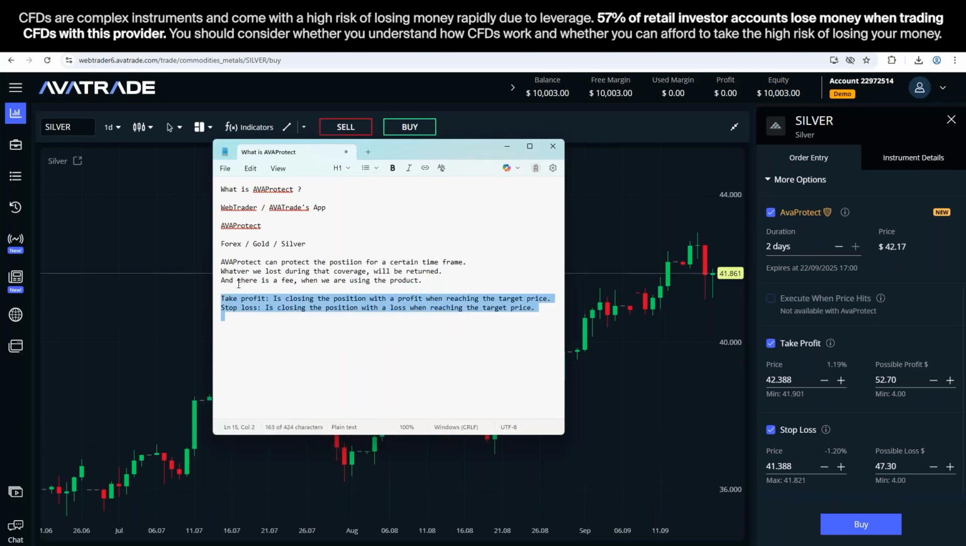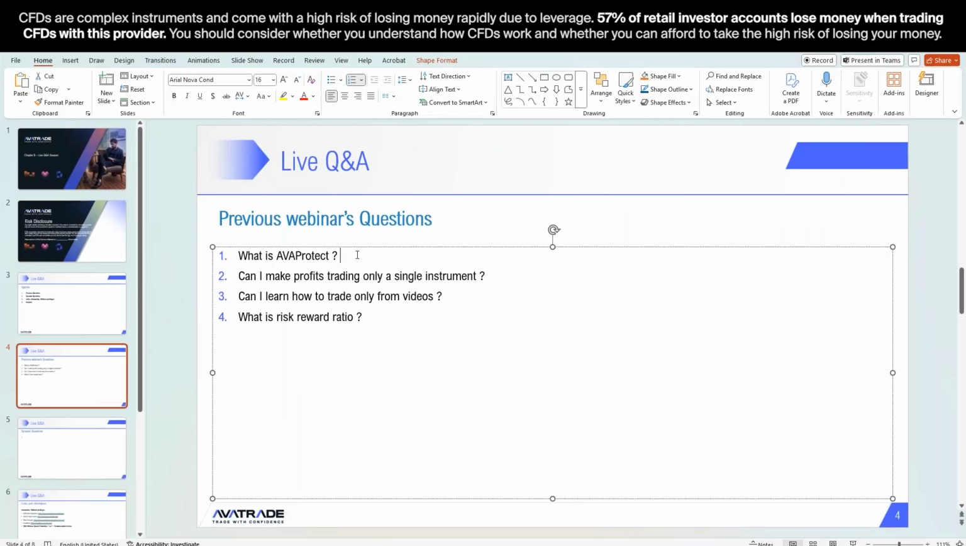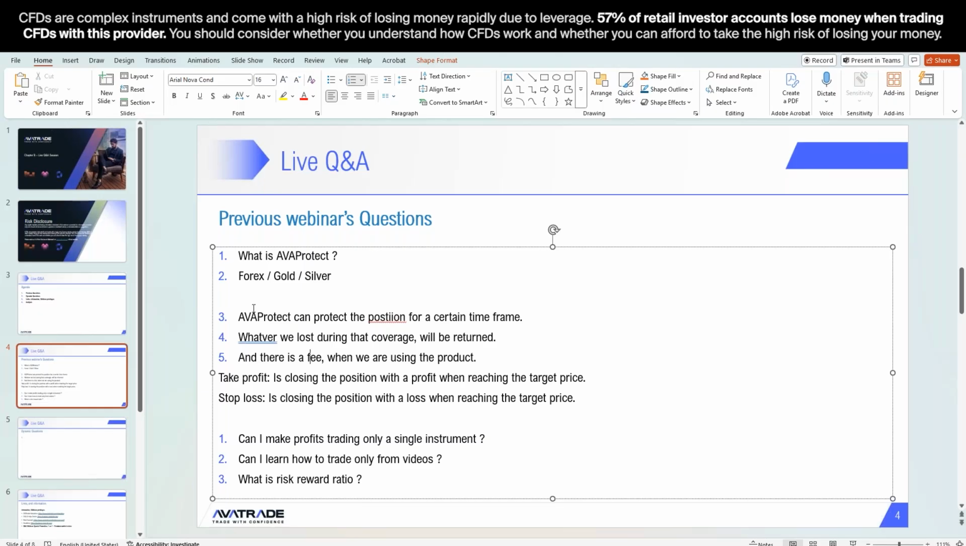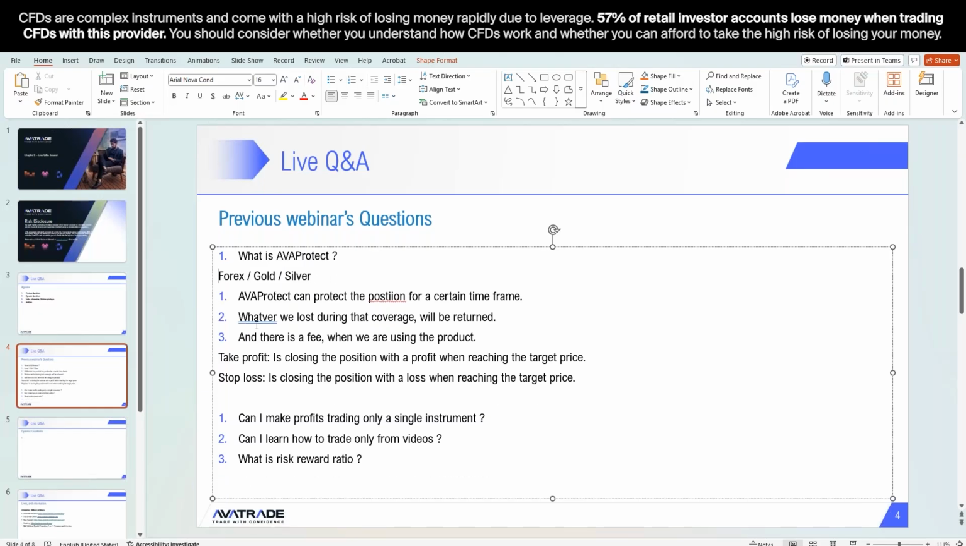Okay, great. So we're just going to take this and paste it in our presentation. One more thing to say, which I think is also important. When the coverage is done, when the protection is done, we cannot re-protect the position. We cannot use the same values. I can open another position and protect it, but I cannot extend my coverage once it's expired. I hope that it makes sense.